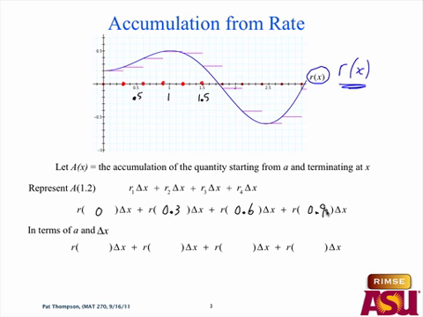Okay. What about in terms of a and delta x? So no longer as numbers. Suppose it was for any starting value a and any delta x. What would the input into the rate function be to get these first four rates? Go.